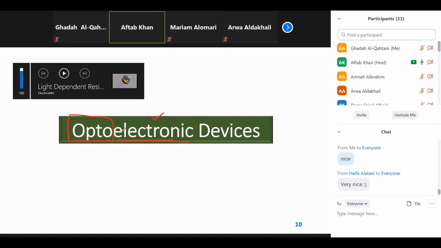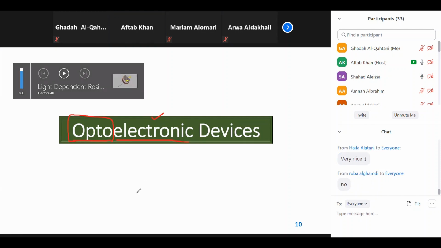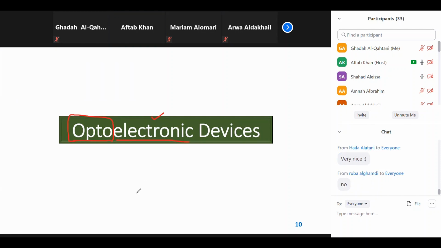Opto. Like optimize? Not optimize. Try something else. Opto. Okay, what is the meaning of opto? Yeah, optical. Have you heard optical?